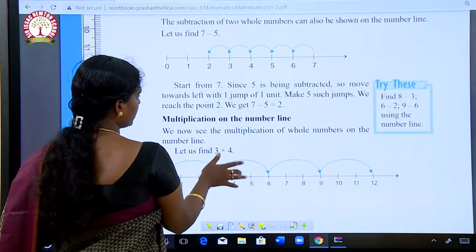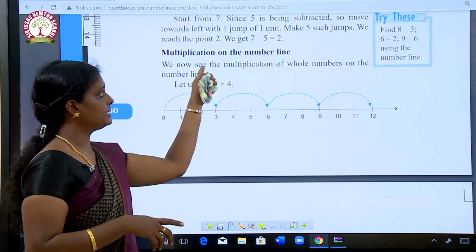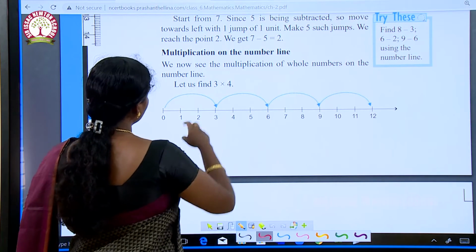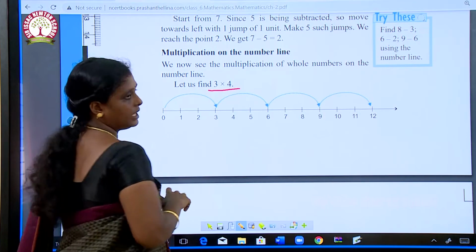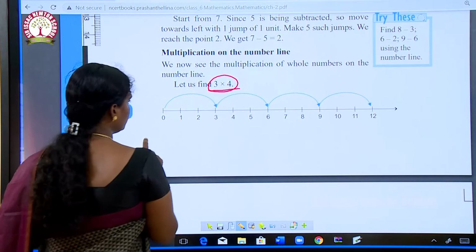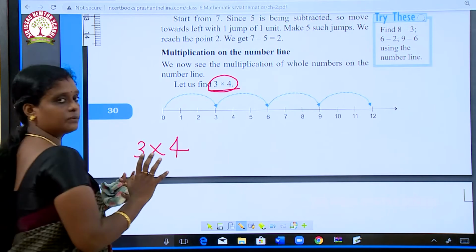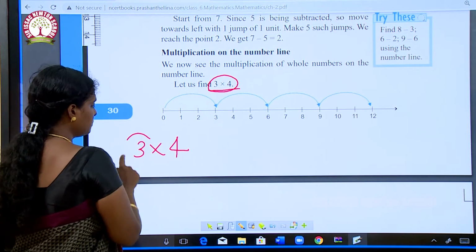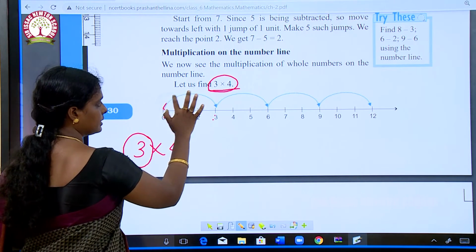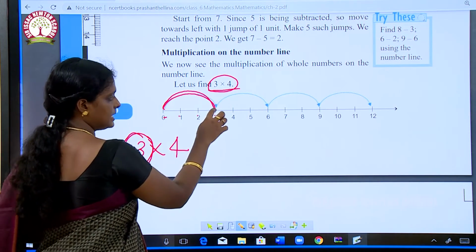And the next one is we are going to multiply the numbers using the number line. So, shall we start? See, the given number is 3 into 4, which means you have to split and give work for these two numbers. The work for 3 is you have to count 3. So you have to jump 3 steps. What is the work for the 3? We have to jump 3 steps.